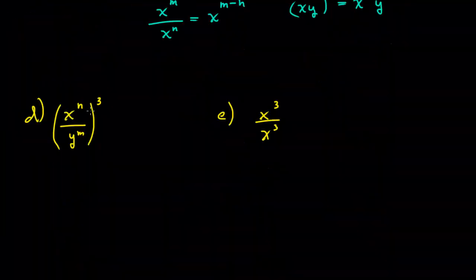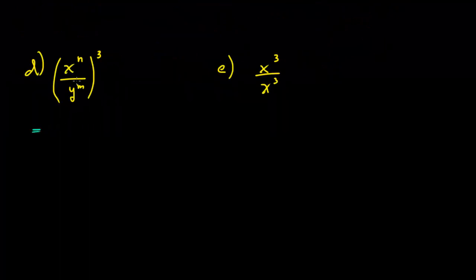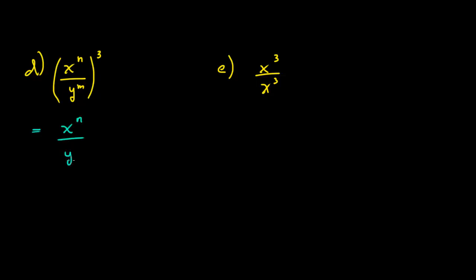In the next example, we have a fraction raised to the exponent 3. Well, we already saw that when we have something inside of brackets raised to the exponent 3, this really means x to the power of n over y to the power of m, times x to the power of n over y to the power of m, times x to the power of n over y to the power of m. So now we're in the numerators.